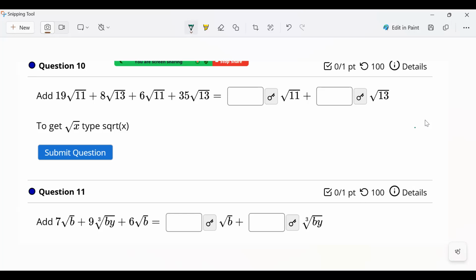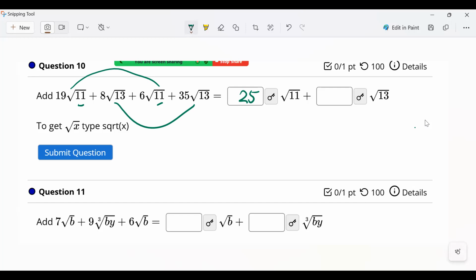All right, let's go over the solution. Here, these two are like terms because they have the exact same radicals. You can add 19 and 6, get 25 radical 11. These two are the same like terms. So radical 13 stays as is.